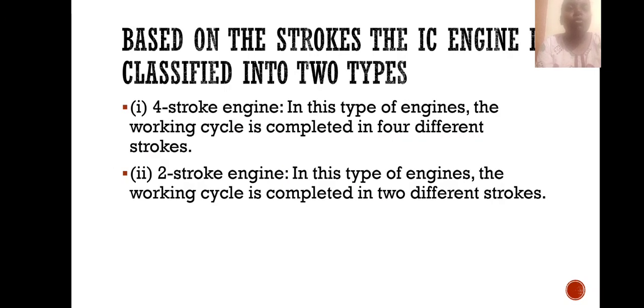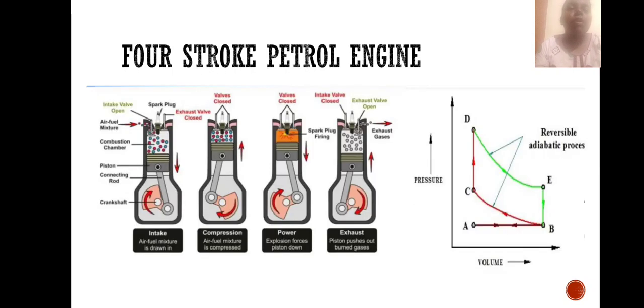Based on the stroke, the IC engine is classified into two types, that is the 4-stroke engine and the 2-stroke engine. In the 4-stroke type of engine, the working cycle is completed in 4 different strokes. In the 2-stroke engine, the working cycle is completed in 2 different strokes. The 4-stroke petrol engine: here is the representation of how the 4-stroke petrol engine works, and the PV diagram, that is the pressure versus volume graph, has been plotted.